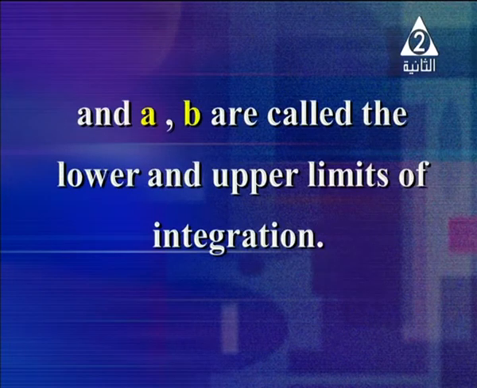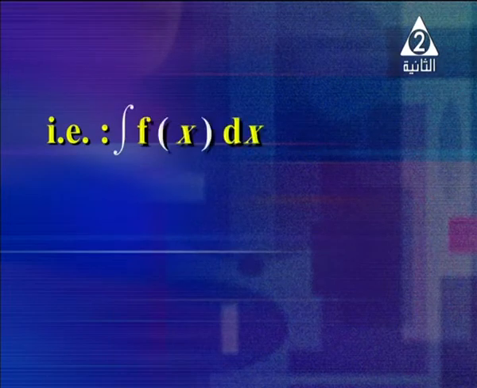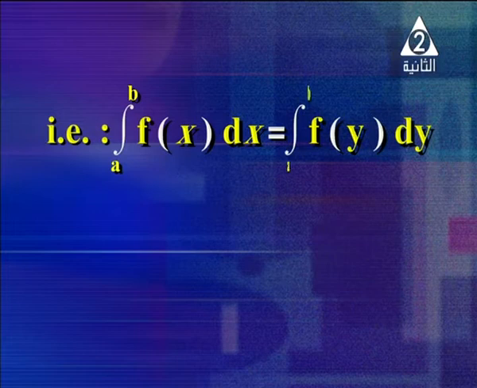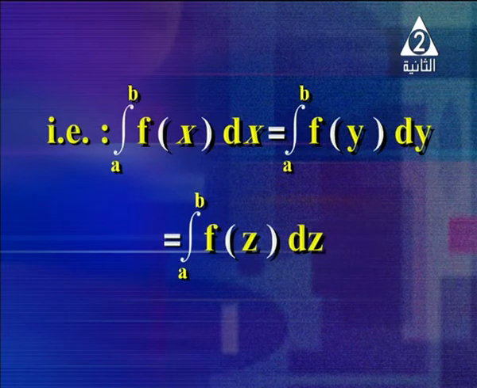a and b are called the lower and upper limits of integration. The symbol of the variable x can be replaced by another symbol without affecting the value of the integration. As an example, the integration of f of x dx from a to b equals the integration from a to b of f of y dy, which also equals the integration from a to b of f of z dz.